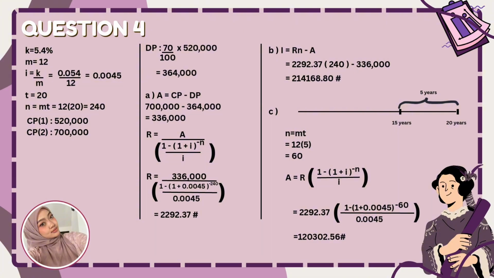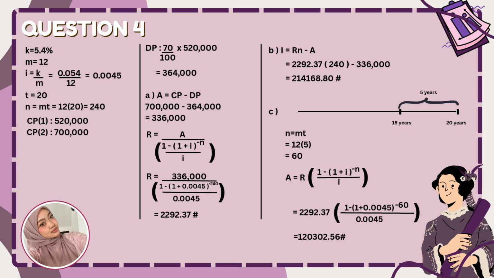From the question we already have the nominal interest rate K, the periodic interest rate I, frequency M, time T, the term of an annuity and the cash price. We can also find the down payment by doing 70% multiplied by 520,000, so we get 364,000. Subtracting this from the house price of 700,000, the loan needed is RM 336,000. The down payment reduces the amount borrowed, which also lowers the monthly repayment and total interest.